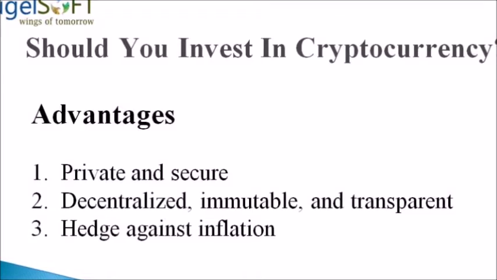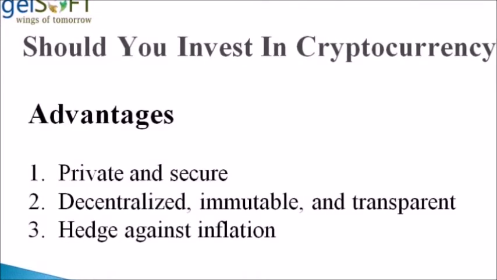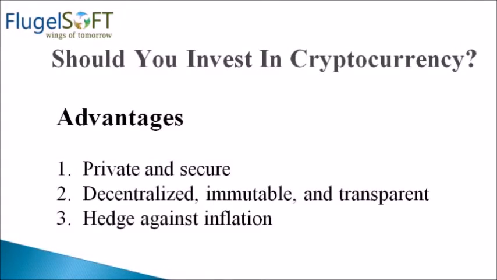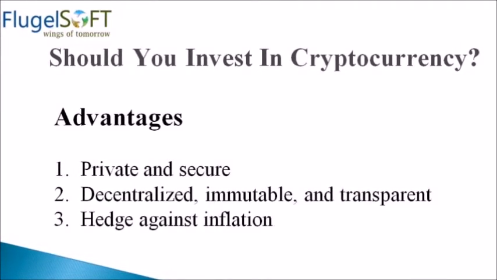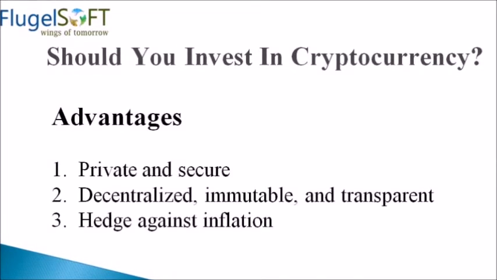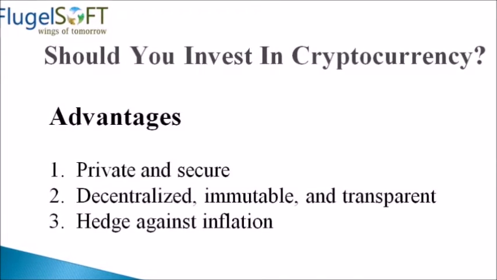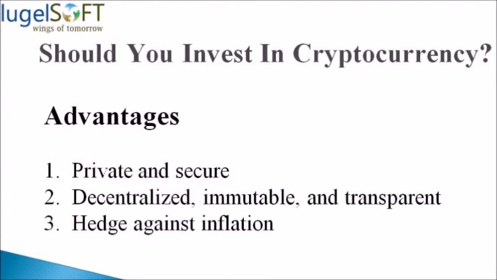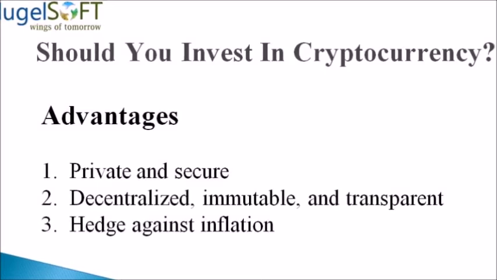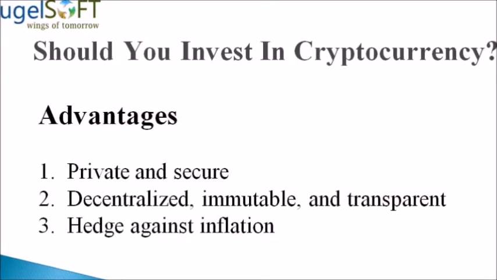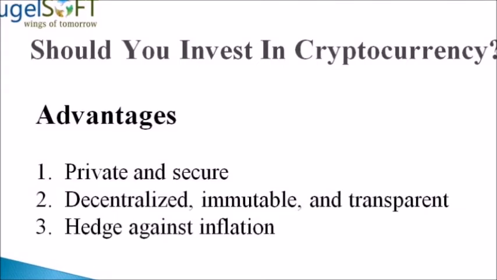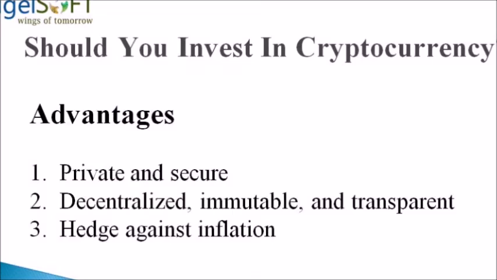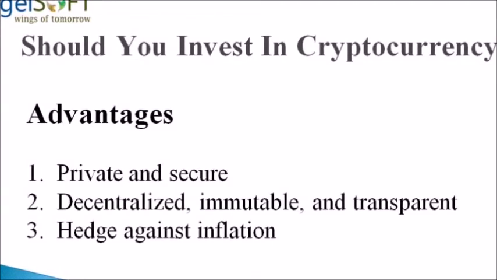The advantages are they are private and secure. The blockchain technology that fuels cryptocurrencies ensures user anonymity. It also assures a high level of security through cryptography, which we discussed before. Number two, they are decentralized, immutable, and transparent. The entire system functions on shared ownership where data is available to all permissioned members and is tamper proof.